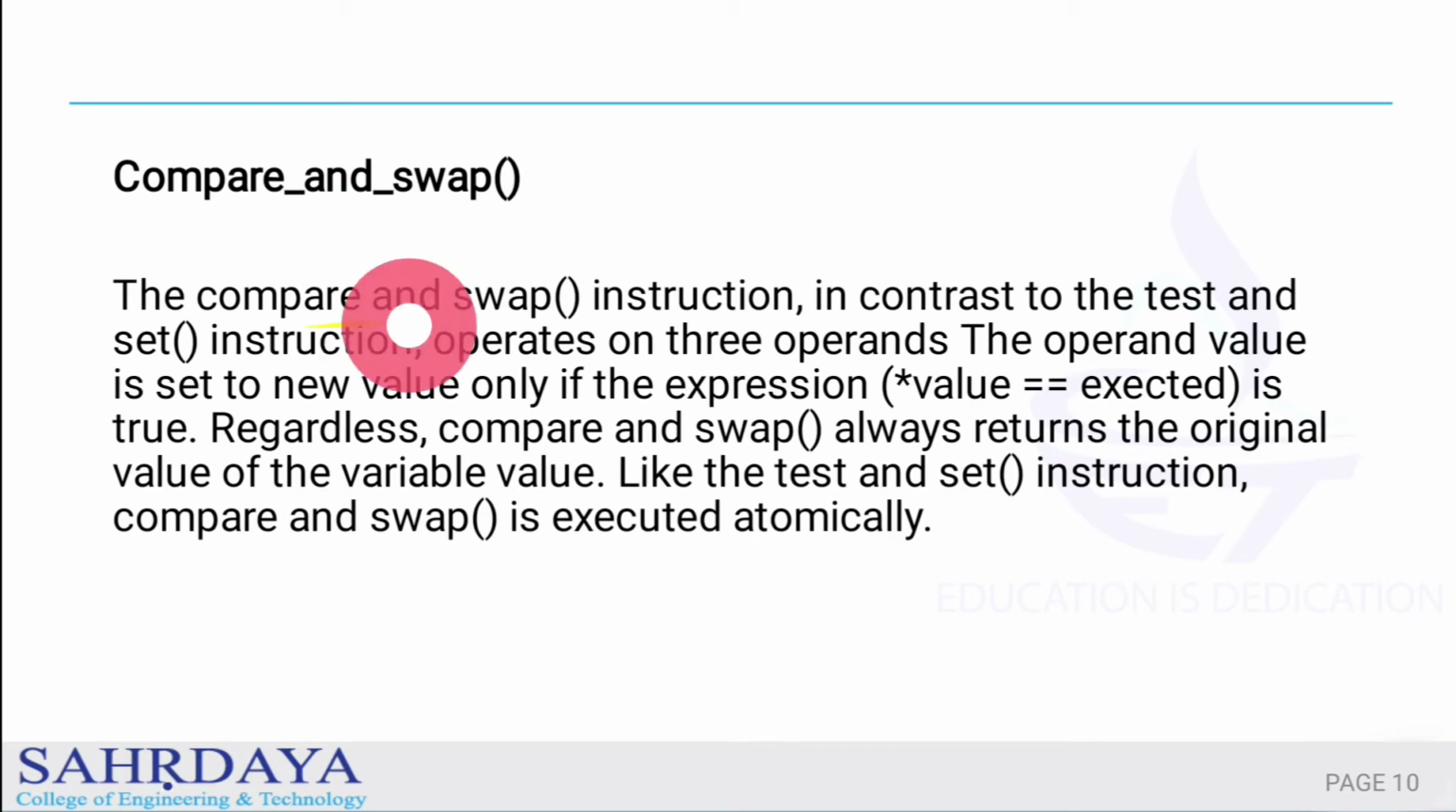The compare and swap instruction, in contrast to the test and set instruction, operates on three operands. The operand value is set to new value only if the expression value equal to expected is true. Compare and swap always returns the original value of the variable value. Like the test and set instruction, compare and swap is executed atomically. They both execute atomically.